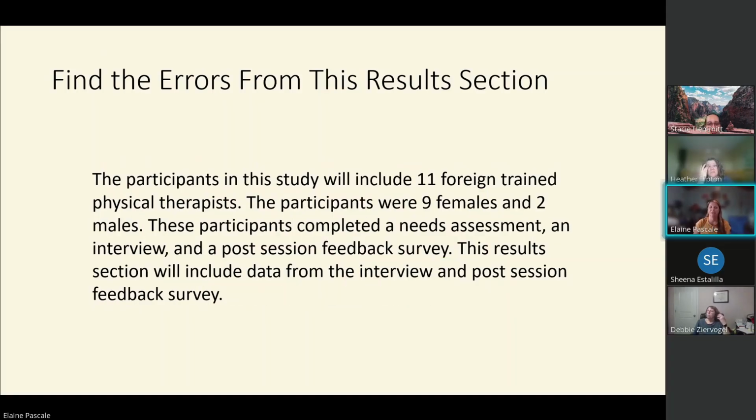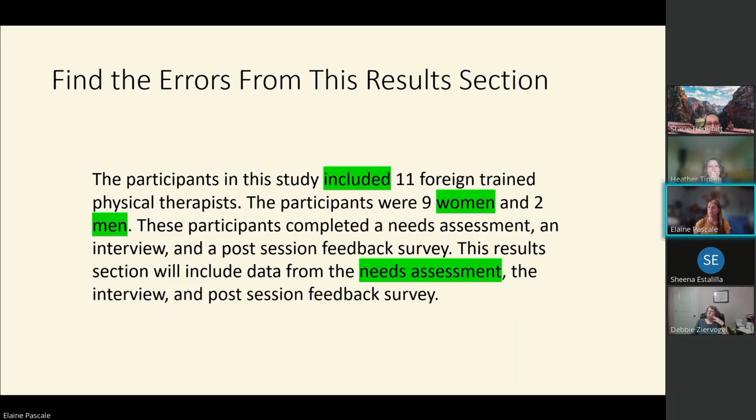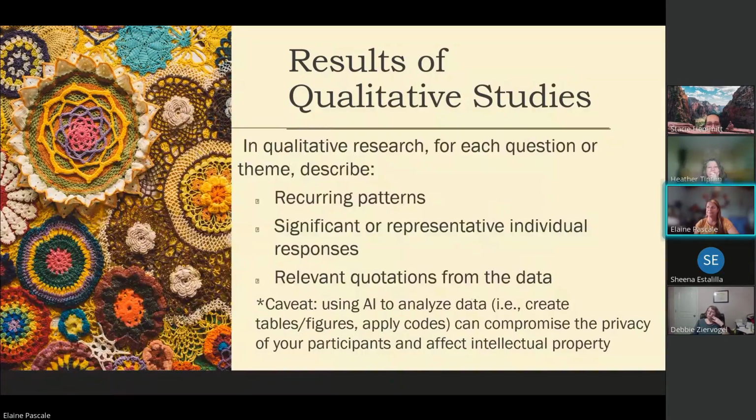We also had said females and males, which I just covered. It should be women and men. And then they didn't have needs assessment. So they said participants completed a needs assessment, an interview, and post-session feedback. And in the results, they said data from the interview and post-session feedback. So again, the methods and the results weren't lining up. They missed something. So those are things to be careful about with revision, not while you're drafting.